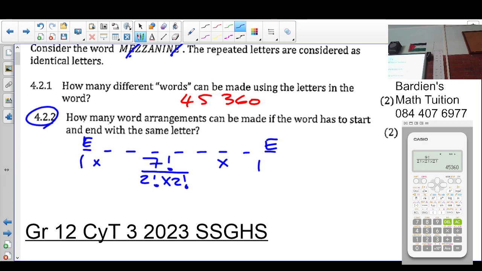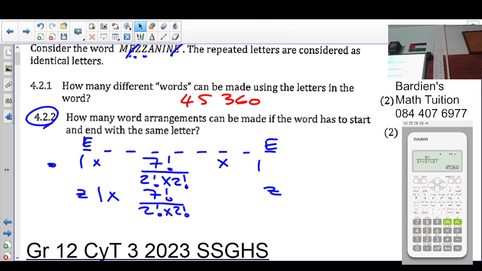Or I could start with a Z and end with a Z. If it does that, then I'm back at this here, which is 1 times 7 factorial over, because the E's are going to be considered as repeated, and the N's are going to be considered repeated. However, when I start and end with an N, which is 1 here, times 7 letters are left, the E's can be repeated and the Z's can be repeated.